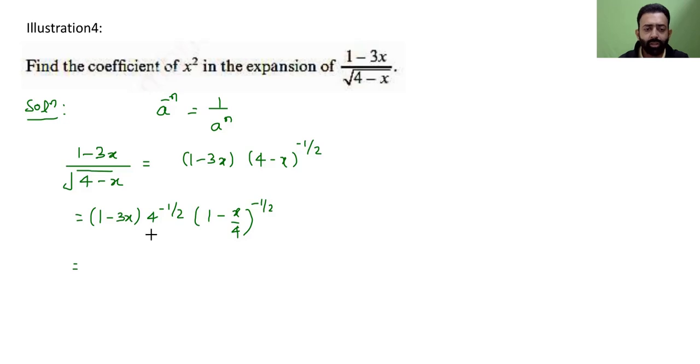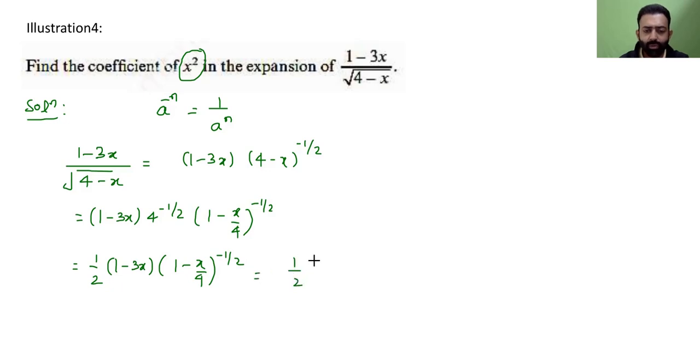All right, so this is 4 raised to power minus half, means it is the square root of 4 and it is in the denominator, so basically it is written as half. Okay, so half into 1 minus 3x into 1 minus x by 4 raised to power minus half, and we have to expand till, or find, the coefficient of x square. So at least till x square we have to expand this. Now let us expand this.